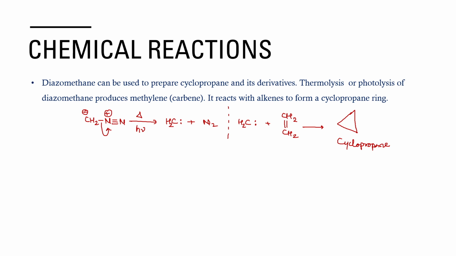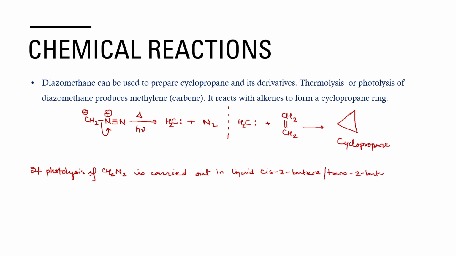liquid cis-2-butene and cis or trans-2-butene, so if photolysis of CH2N2 is carried out in liquid cis-2-butene or trans-2-butene, then the carbene which is created is a singlet carbene, which does not get enough chance to get converted into the relatively stable triplet carbene, and therefore we get a stereospecific reaction. Okay. What is the meaning of a stereospecific reaction?